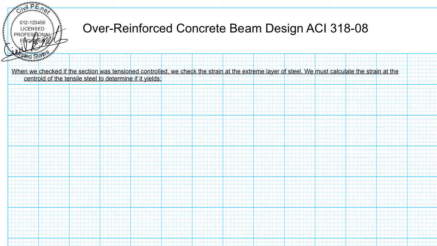Now, when we checked that the section was tension controlled, we checked the strain at the extreme layer of steel, but when we're checking to see if the steel yields, we're checking it at the strain at the centroid of the tensile steel. So epsilon sub s is what we need to calculate.